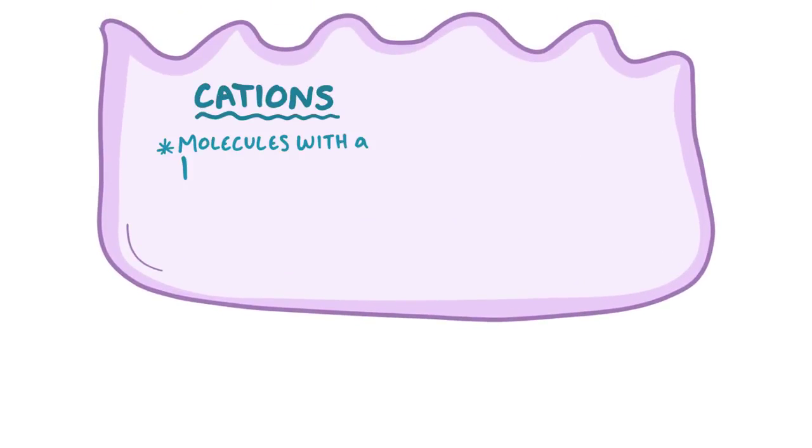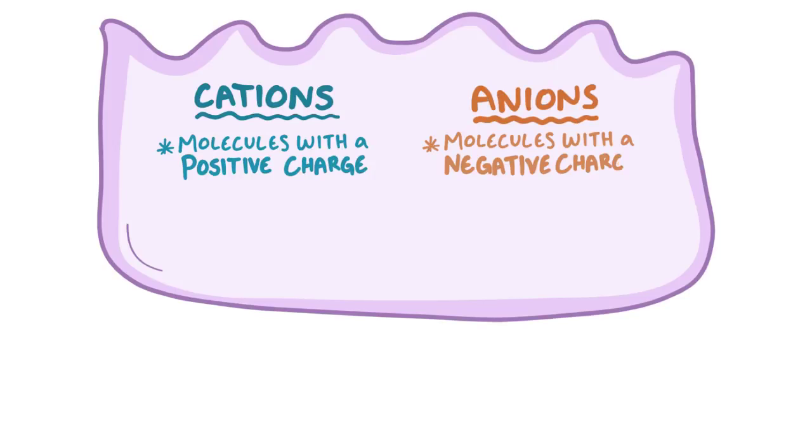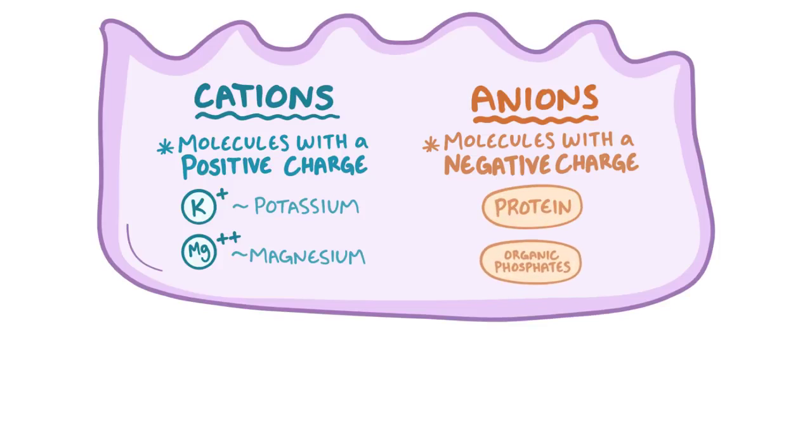Intracellular fluid is important for dissolving cations, which are molecules with a positive charge, as well as anions, which are molecules with a negative charge. The major intracellular cations are potassium and magnesium, whereas the major anions are proteins and organic phosphates like ATP.